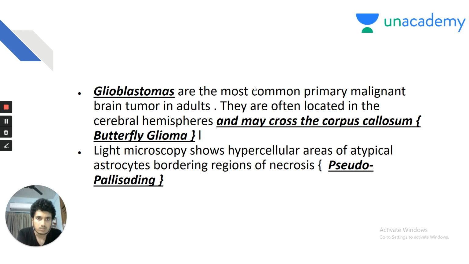Glioblastoma multiforme is the most aggressive tumor, and the prognosis in these patients is usually poor. They cross the midline and compress the adjacent structures, and there are signs of surrounding edema, and they are aggressive tumors, and they are classically known as butterfly gliomas.